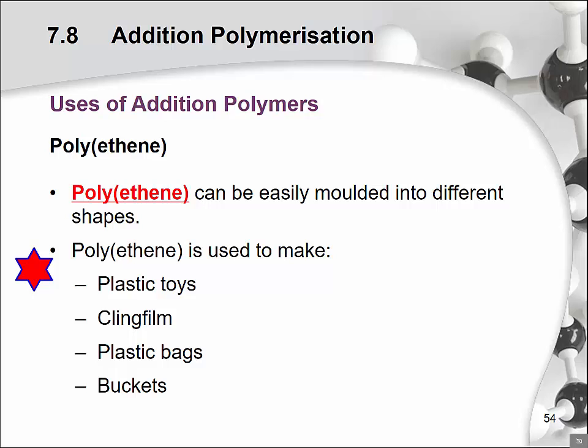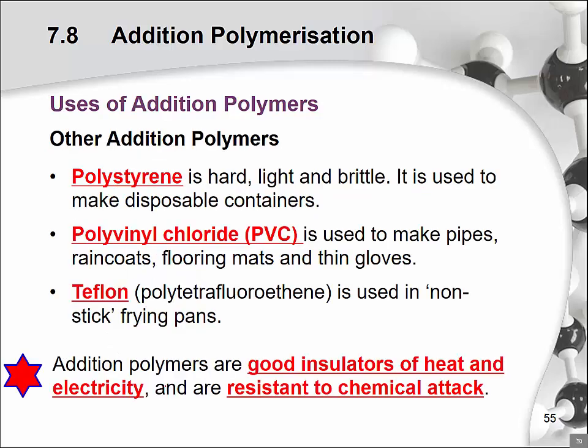So some uses of addition polymers. Polyethylene can be molded. They are plastics. They can melt easily and be molded into different shapes. So you can make plastic toys, cling film, those microwave films, plastic bags, buckets, and so on. Other addition polymers are polystyrene, something that is hard, light, and brittle, which can be used for disposable containers.